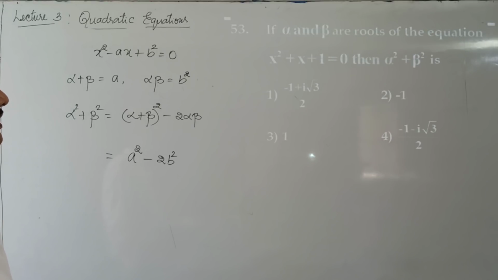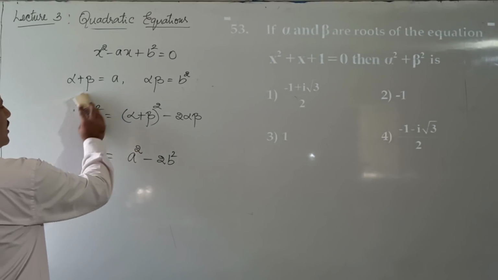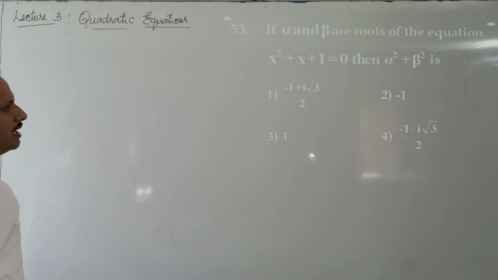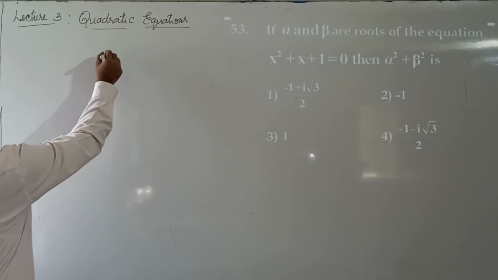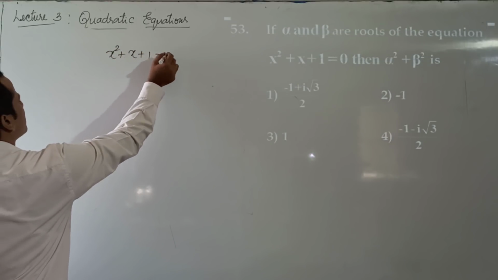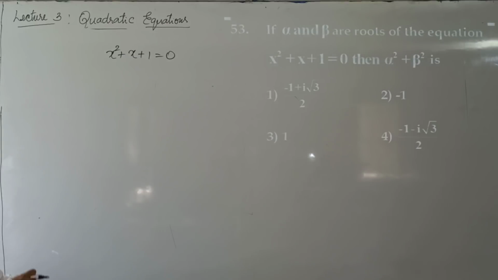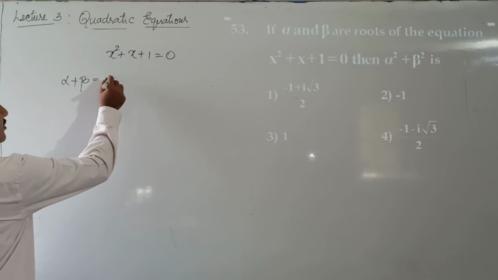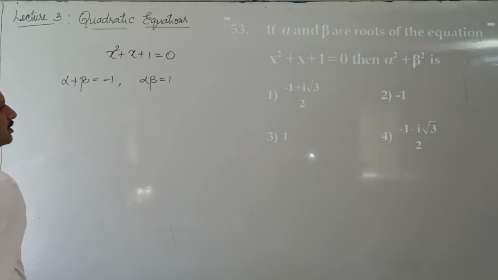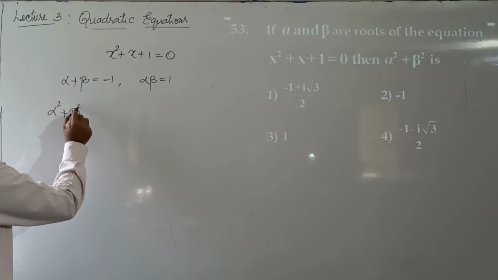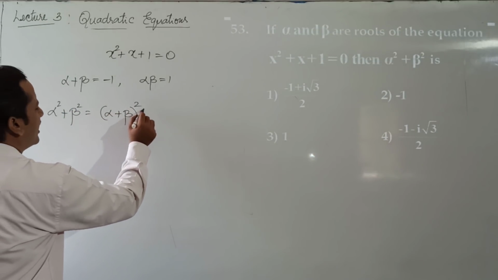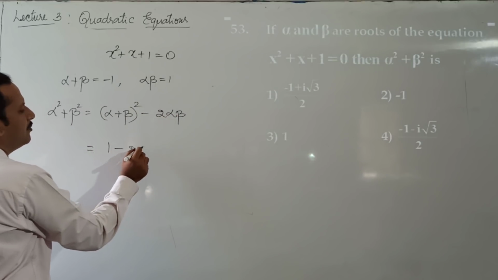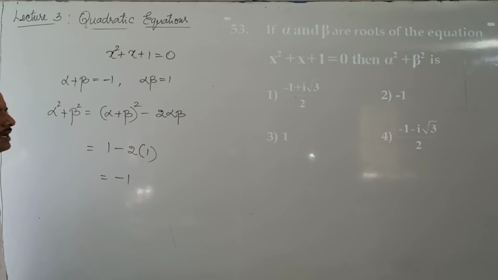Then the last question, the 53rd question. If alpha and beta are the roots of the equation x square plus x plus 1 is equal to 0, then what is alpha square plus beta square they are asking. Alpha plus beta is equal to minus 1, alpha beta is equal to 1. We want alpha square plus beta square. I can write this as alpha plus beta whole square minus 2 alpha beta. Alpha plus beta is minus 1, whole square is 1, minus 2 into alpha beta. So the answer is minus 1.